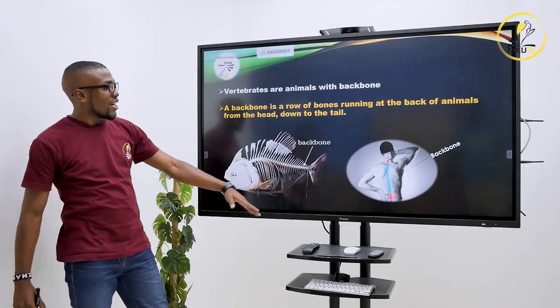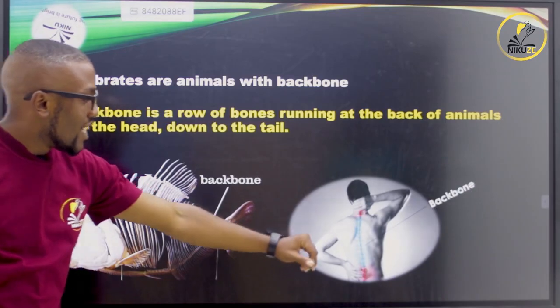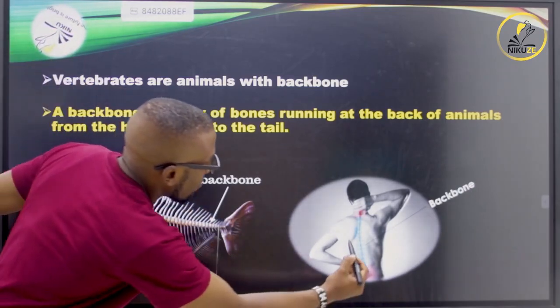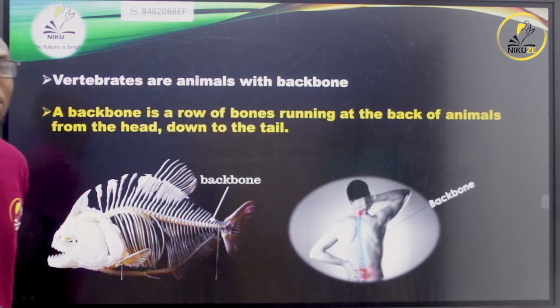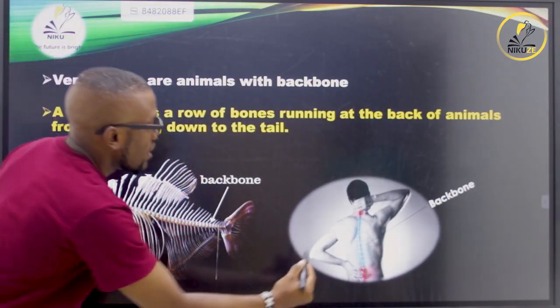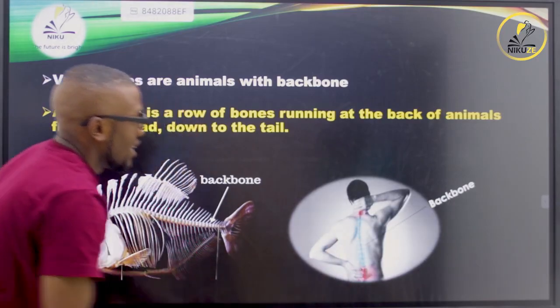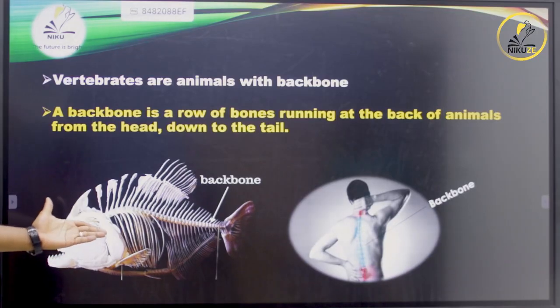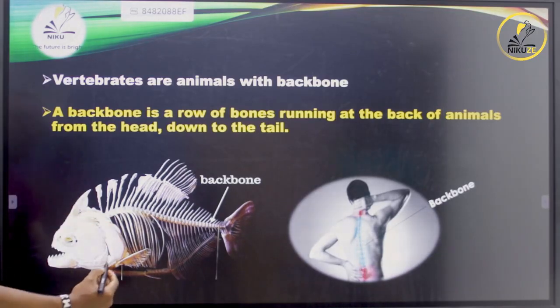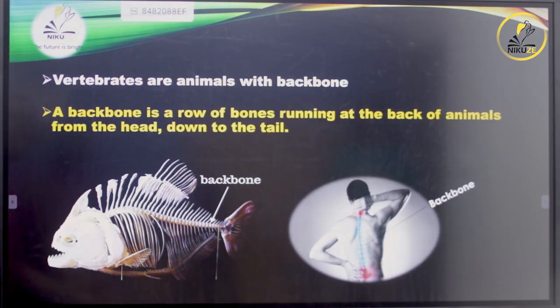If you look at the picture here, this is a human being, and there is this bone that is running from this part to here. You also have it. So this is what is known as the backbone. Now in animals, it also appears the same. This is a skeleton of a fish. If you look at the back of a fish, there is this bone that is running from this point to this point. That is what is known as the backbone.